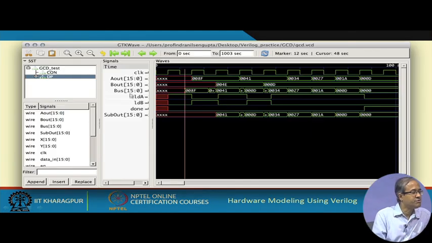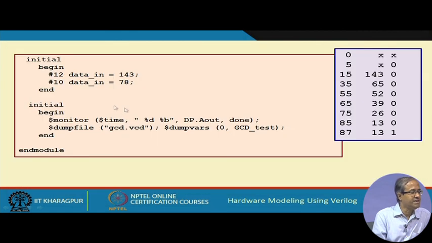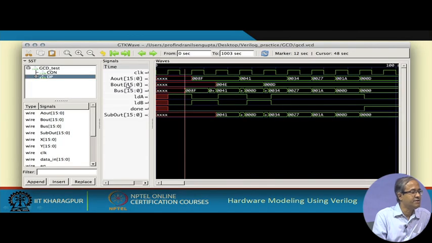So, here also you can see the different signal values: clock, A out, B out, bus, load A, load B. So, you can see the values of A out and B out are changing. You see, initially the values are 143 and 78. So, 143 means 8f, 78 means 4e.